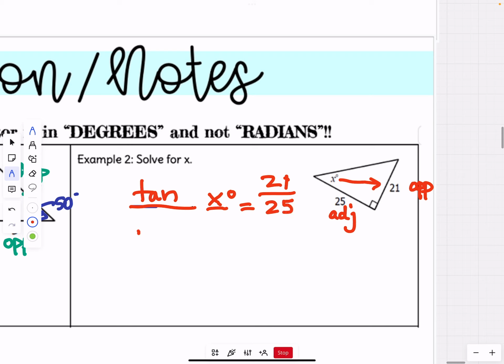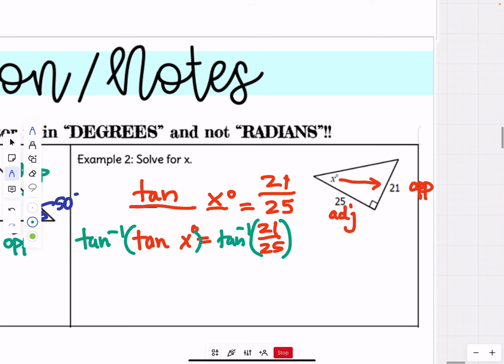Now again, we're going to isolate that tangent of x degrees by taking the tan inverse of both sides of the equation, left side and right. Okay. And then our tan inverse and tan on the left cancel out. We just get x degrees equals tan inverse of 21 over 25.